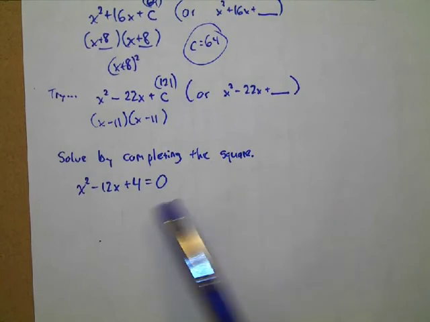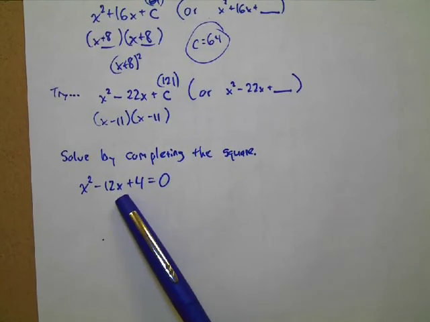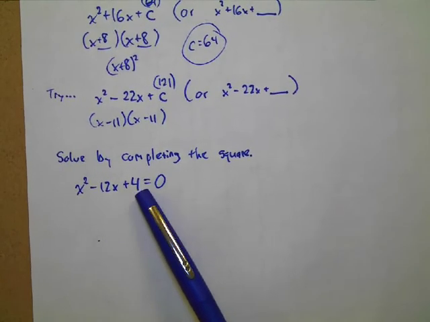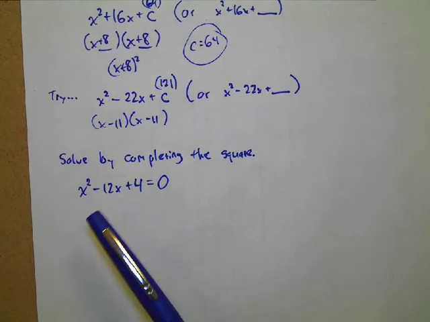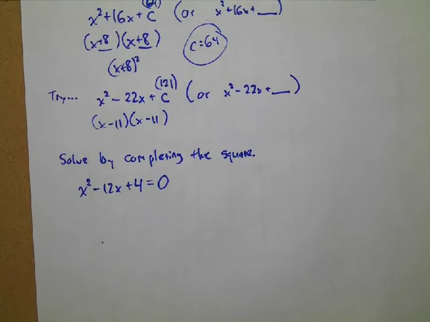The other thing is, does this thing factor? Can you think of two numbers that multiply to make a positive 4 but add to make negative 12? No, right? So this doesn't factor. This complete the square strategy will allow us to solve some of these quadratics that don't factor. And then tomorrow we'll look at using the quadratic formula, which will allow us to solve any quadratic equation we come across. But we're going to do this one first.